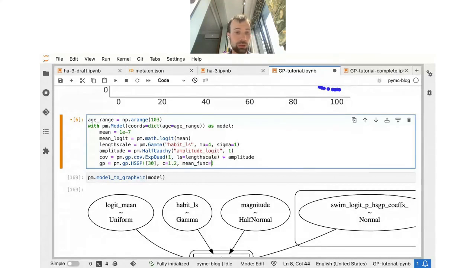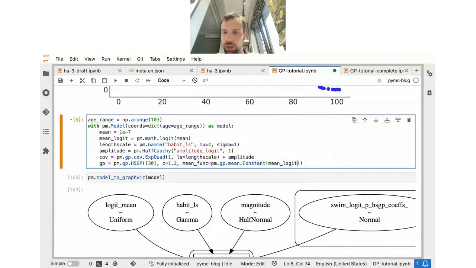Now we define the mean function, and it would be pm.gp.mean.Constant. And we use mean logit.